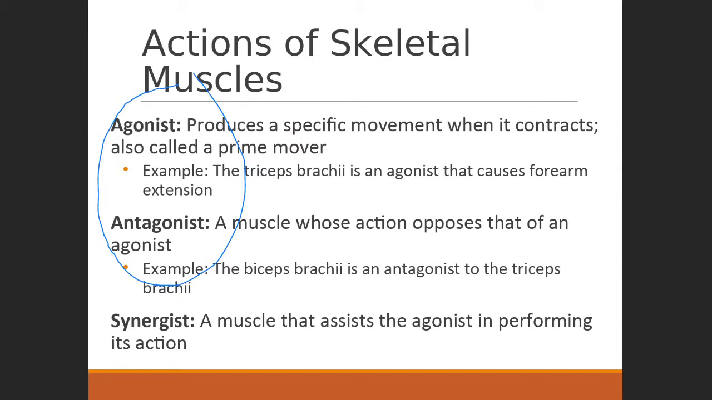A synergist is the muscle that aids the prime mover. At the back of your calf, you have the large gastrocnemius muscle. Well, deep to it, you also have the soleus muscle and the plantaris muscle. Much weaker, but they're assisting the same movement as the gastrocnemius.